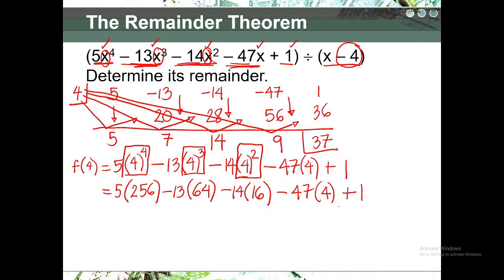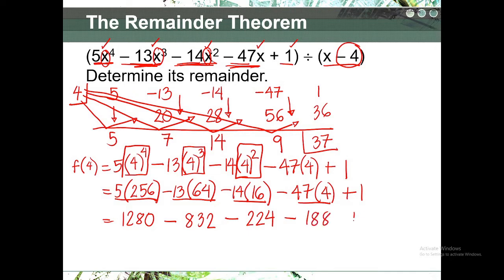Now, let us multiply. We will have 5 times 256. That will give us 1,280. Minus 13 times 64. This will give us 832. Minus 14 times 16 will give us 224. Minus, we have 47 times 4. That will give us 188, plus 1.